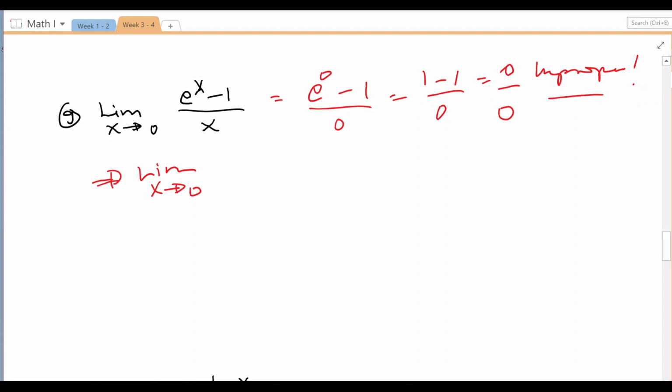The derivative of e to the power of x is e to the power of x, minus 0. The derivative of x is 1. So in this case, e to the power of 0 equals 1. That's the answer.